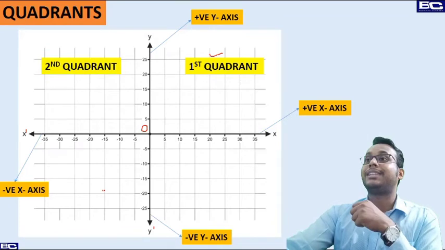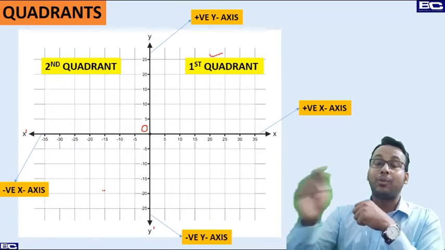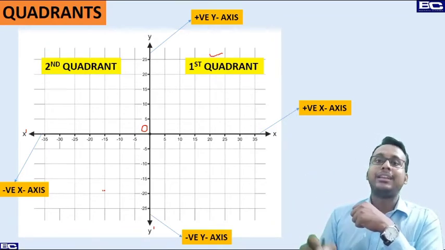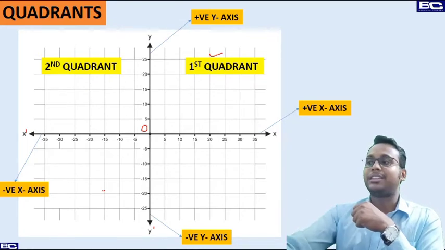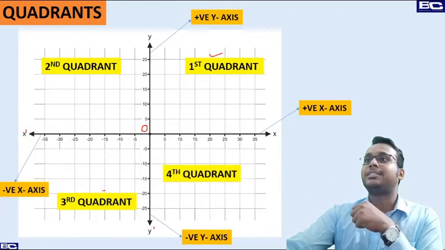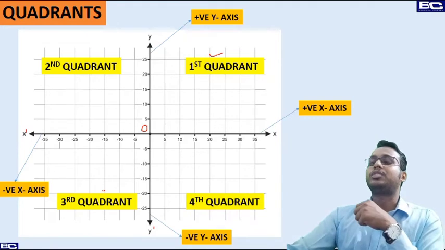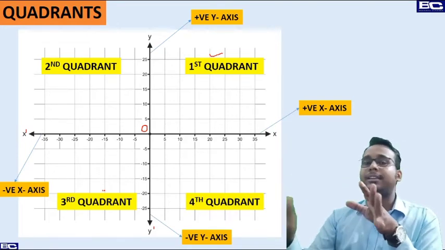Similarly, the second quadrant is like this. The quadrant naming is done in an anti-clockwise manner. That's simple, that is a convention. Now this is the third quadrant and this is the fourth quadrant. There are four quadrants and the naming is already done.